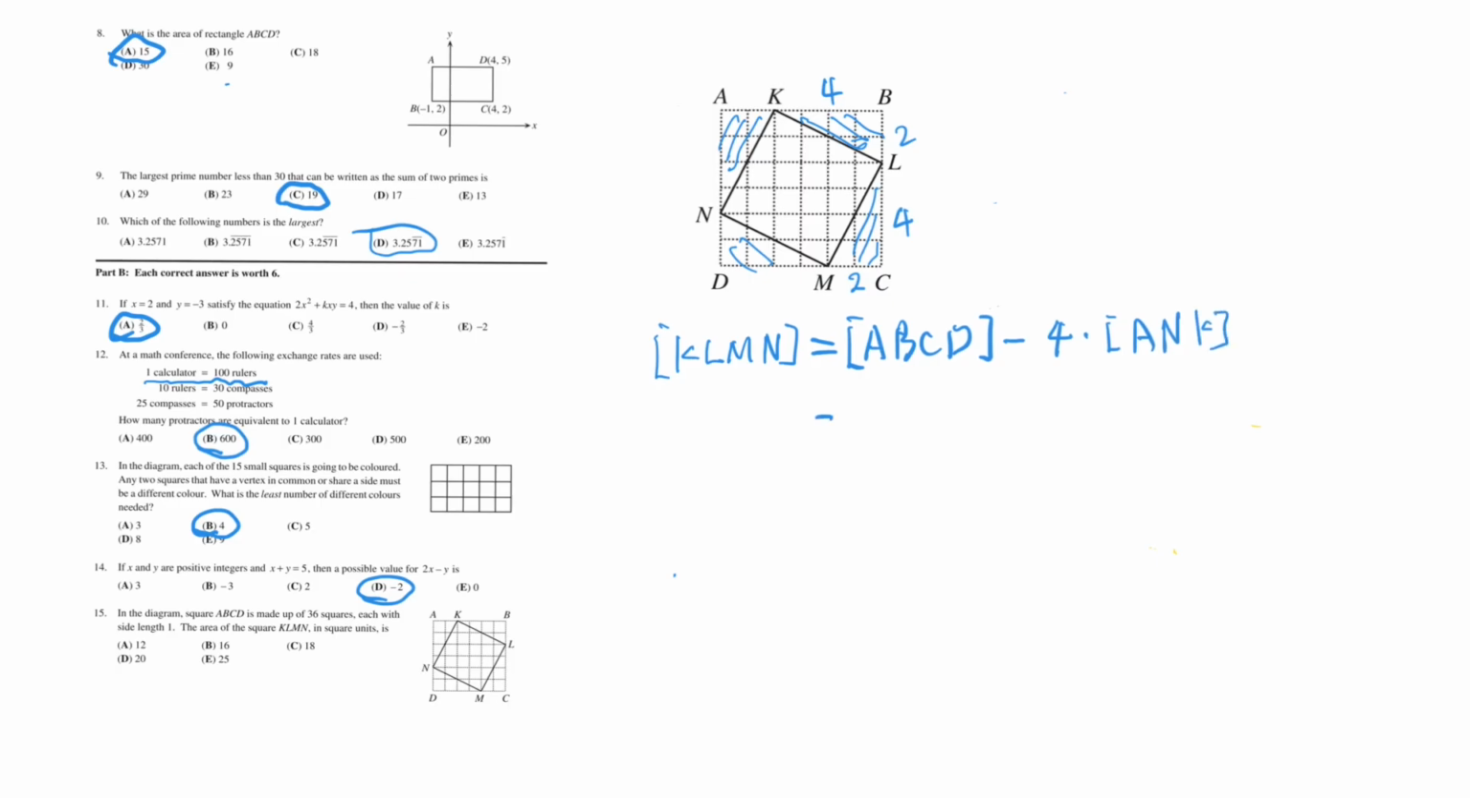So ABCD is 6 times 6 because the unit small square is 1. So 6 times 6 minus 4 identical triangles. Triangle area is 1 over 2 times base 2 times height 4. So 36 minus, cancel 2, that's 16. 36 minus 16, that's 20. So for number 15, the answer is 20. That's the choice D.